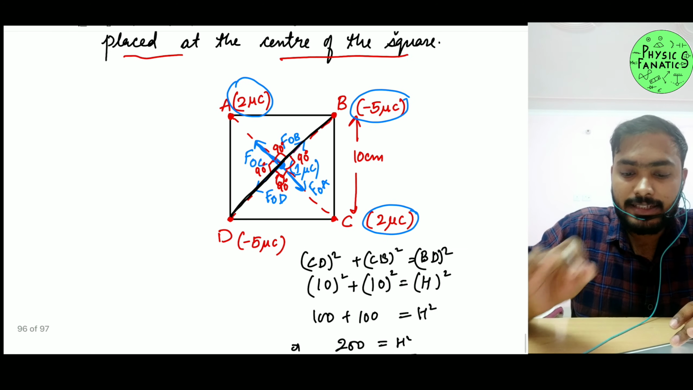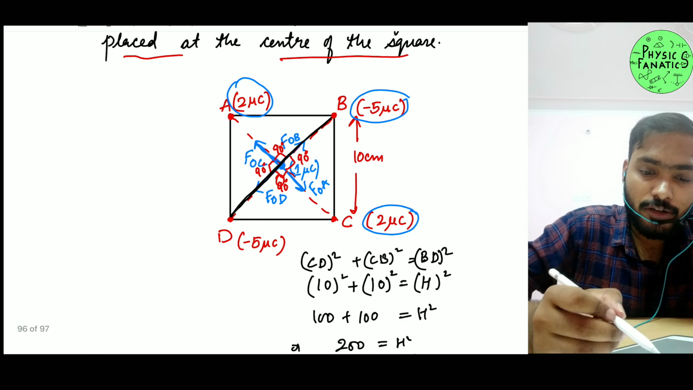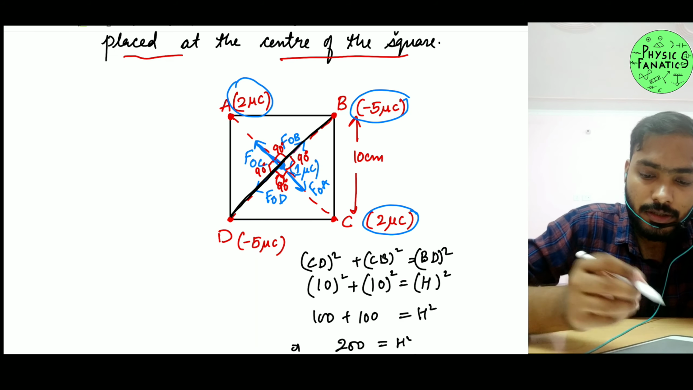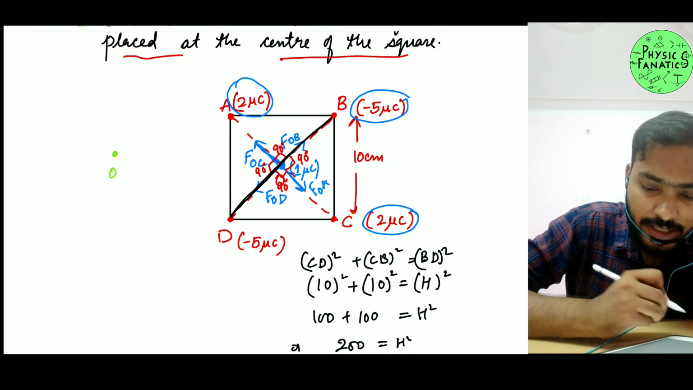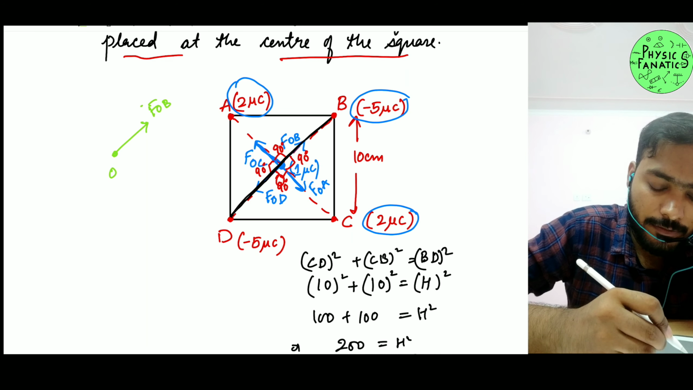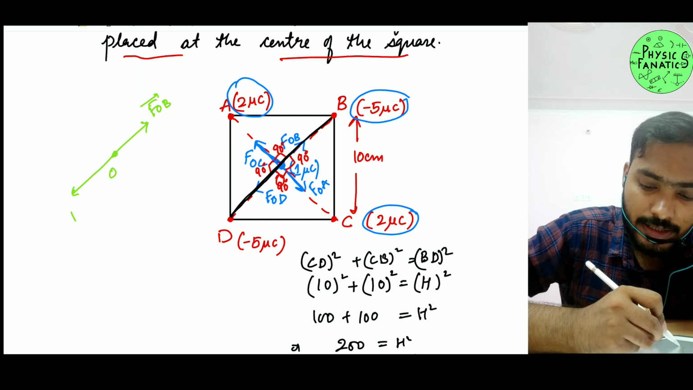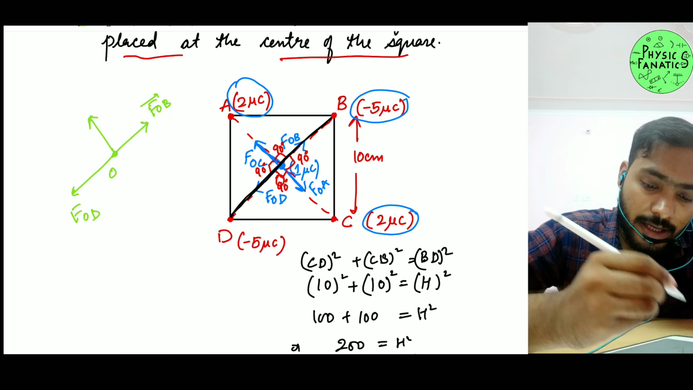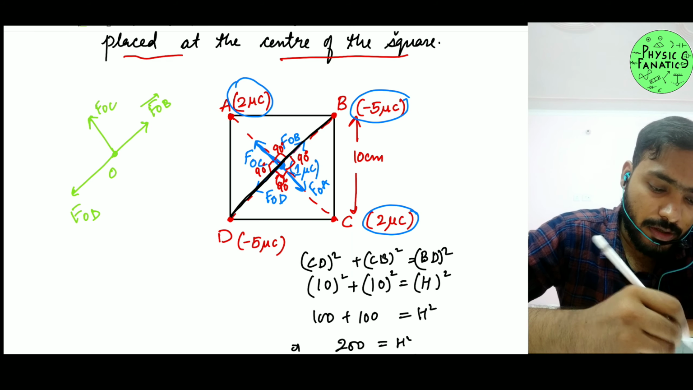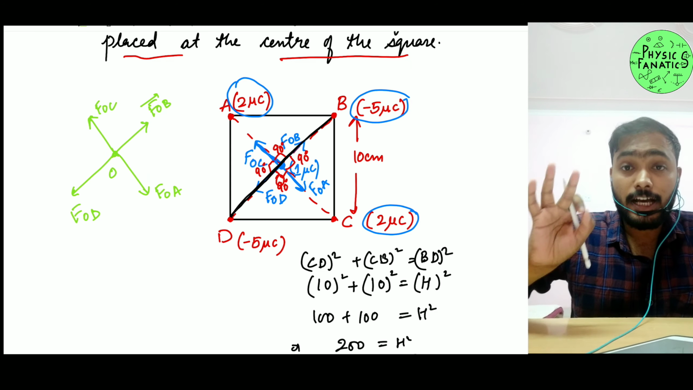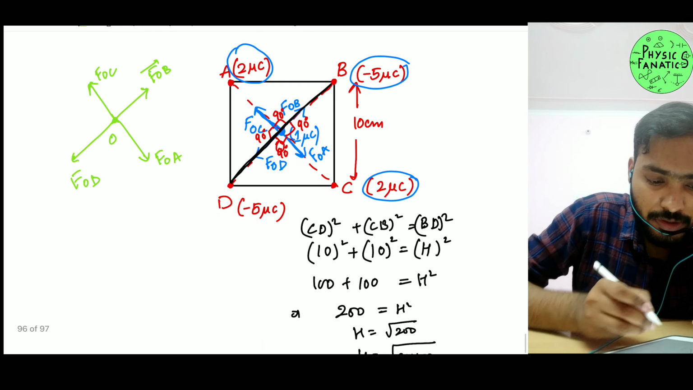Okay, now this thing is done. Now all we have to do is find out the values and then add them. Okay, great. So this is your O. I hope you guys can understand. This is your FOB, force on O because of B. This is my FOD, force on O because of D. This is my force on O because of C, and this is my force on O because of A. I hope that is understandable. All we have to do is put the values here.